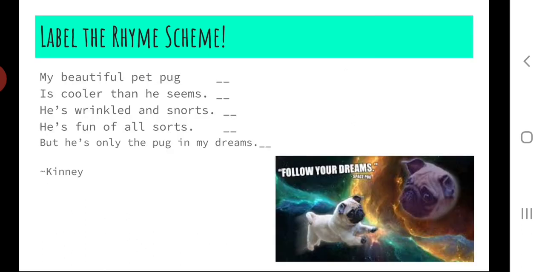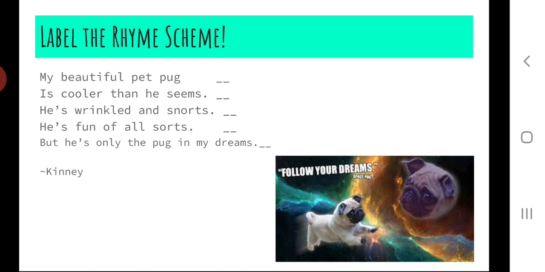One more example. My beautiful pet pug is cooler than he seems. He's wrinkled and snorts, he's fun of all sorts, but he's only the pug of my dreams. So again, we have that limerick sound again. So pug is A, seems is B, snorts is C, because pug does not have anything that rhymes with it yet. Seems does not have anything that rhymes with it yet. So we have A, B, C.